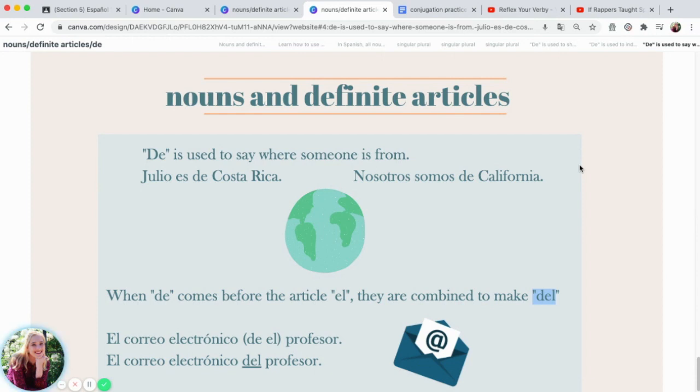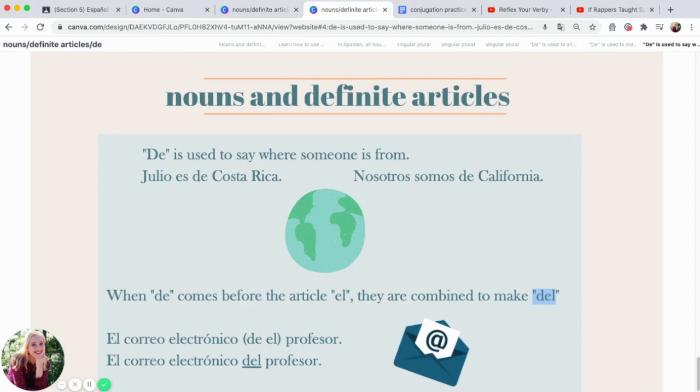We only do that with el. If I'm saying, let's see, like that is the color of the houses, I would say de las casas. I wouldn't combine it. Of the books, de los libros. Of the girl, de la niña. We only combine de and el to make del.